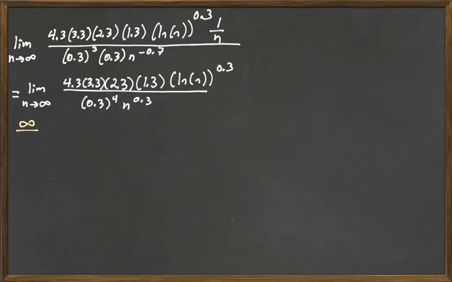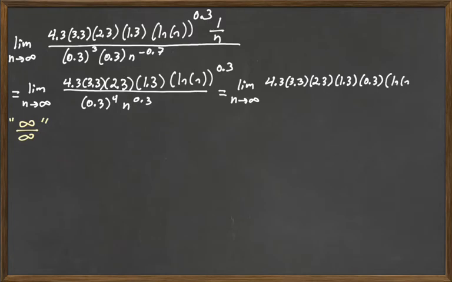Again, if we try to figure out where this is going, it's going to be the form infinity over infinity again. So apply L'Hopital's rule again. So this is the limit as n goes to infinity of 4.3 times 3.3 times 2.3 times 1.3 times 0.3 times the natural log of n raised to the negative 0.7, and then times 1 over n by the chain rule.